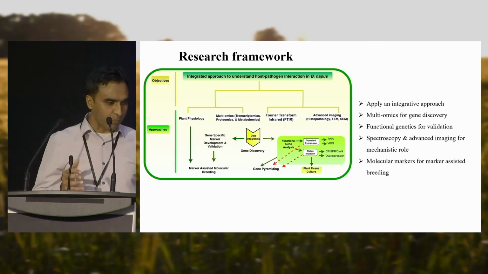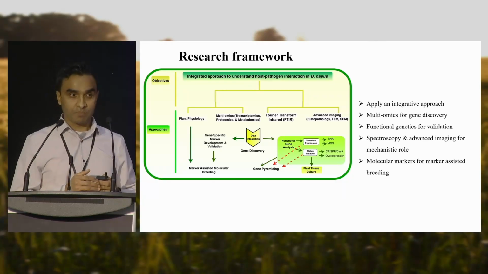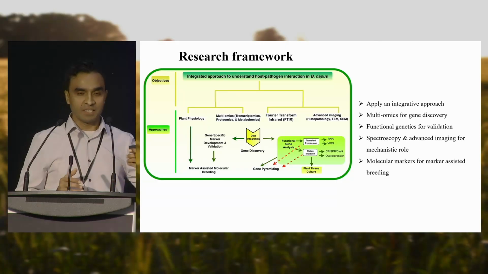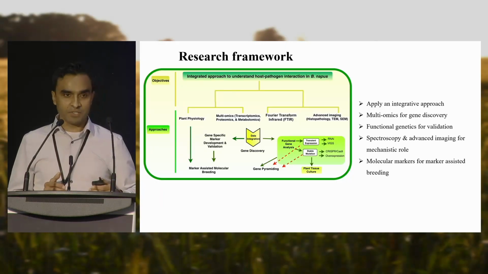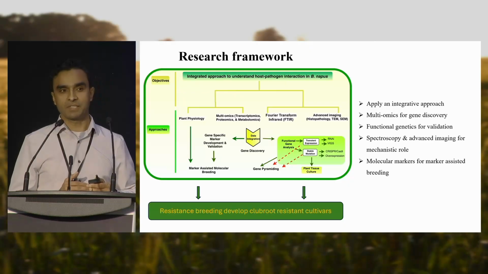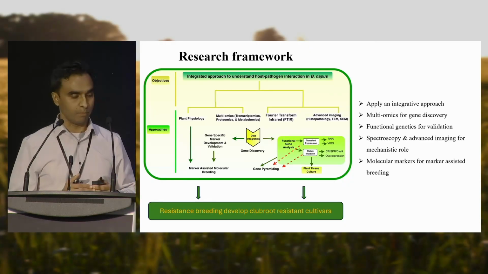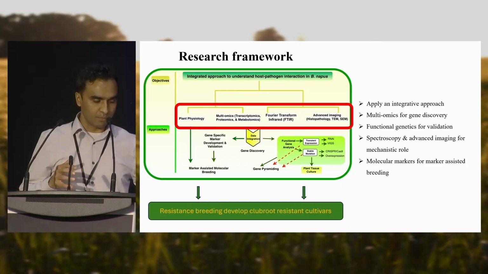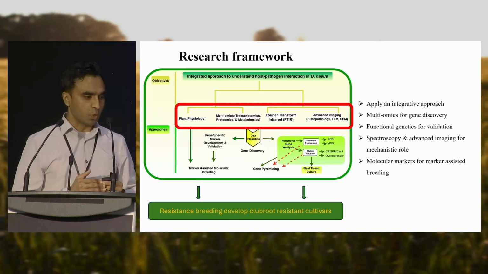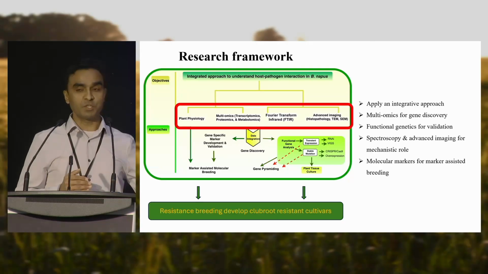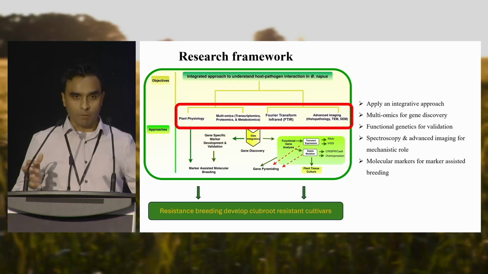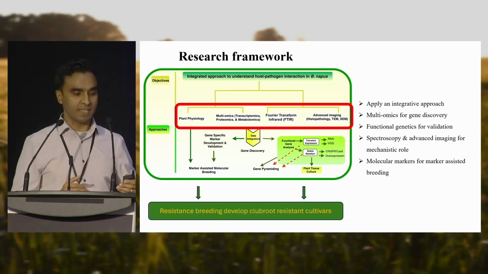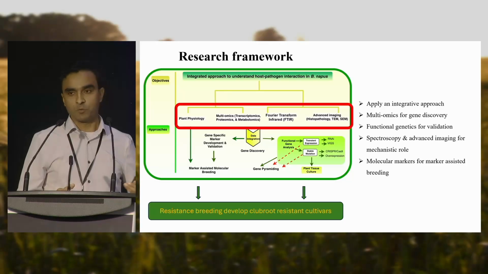Again, our program is designed to support the growers. We integrate basic science, applied science, and the gene discovery part, design the markers, and then produce new varieties for the breeders and the growers. That's our primary goal. But today, my talk is focused on the basic part, the discovery part. In our program, I apply multi-omics, transcriptome, proteome, and metabolome, combine the data sets for gene discovery, then apply functional genetics to validate the genes, design the markers, and then apply them in the breeding program.